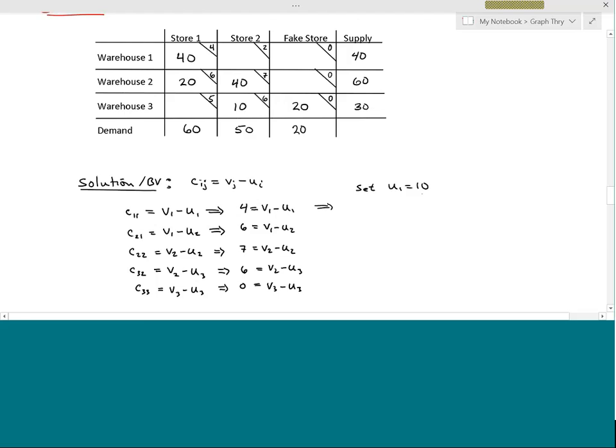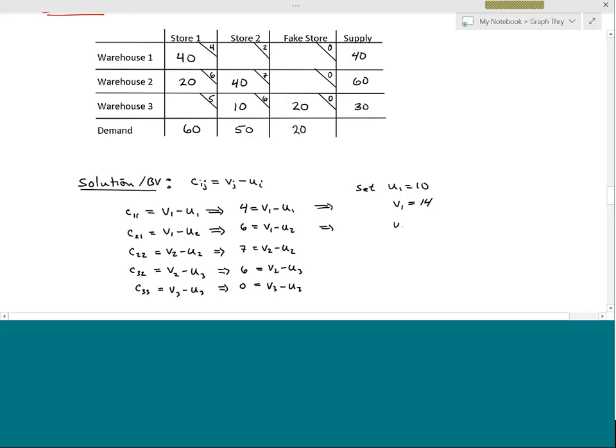Now, here's why we actually set that first value equal to something. Using our first formula, 4 equals U1 minus V1, we know that U1 is 10, which means we can solve for V1. Since the solution is representing an underlying spanning tree, as soon as you know one of the values, you'll be able to solve for all of the other values. Maybe not in this order, but you'll be able to solve for all of them.